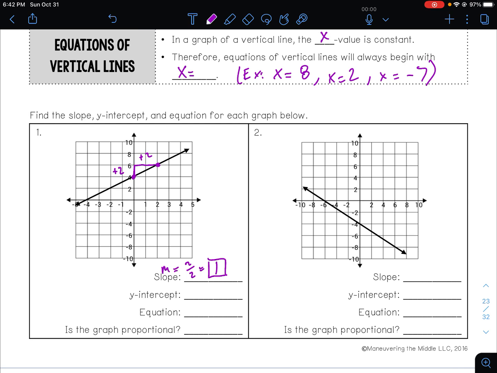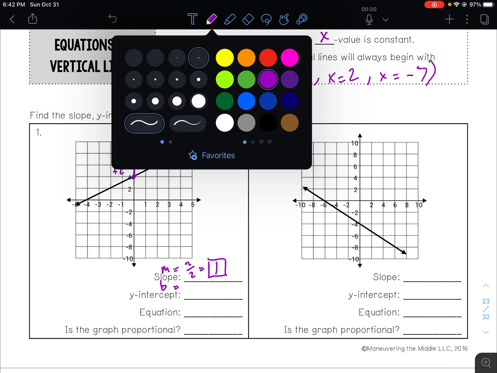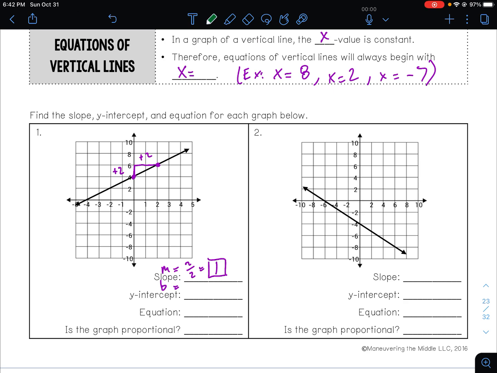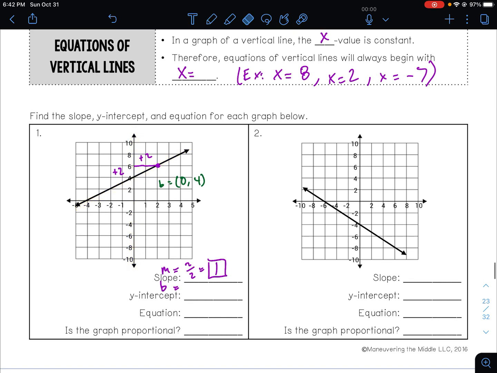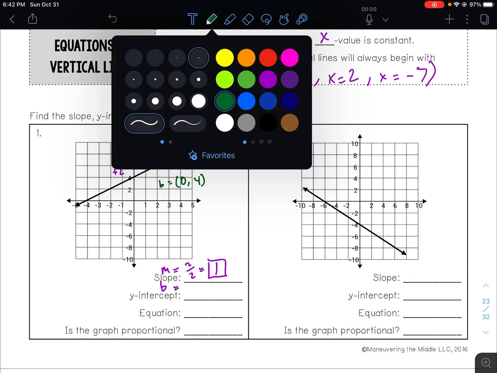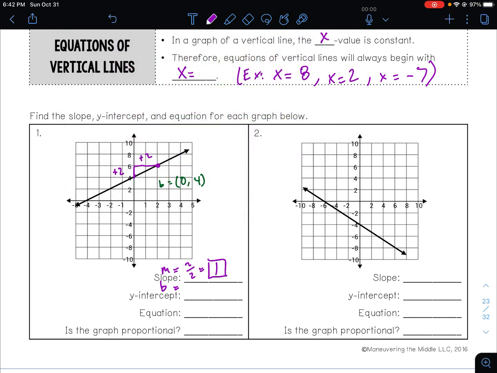Let's go ahead and write m right there. Now the y-intercept, that's the b. And what does the b equal? Let me use a different color. The b is where this line touches the y-axis. So the b is right over here. That's the y-intercept. What number is that? That number is 0 and 4. Not 0, 3. Remember, the numbers are going up by 2 every time. So 0 and 4. So my y-intercept is 4.